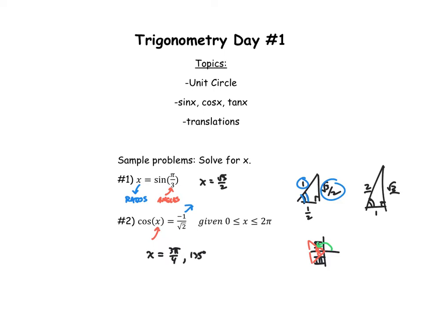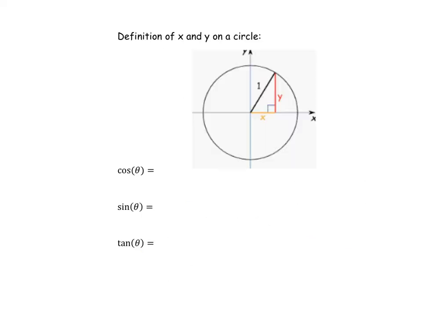Another answer that I would get, let's see here, would be pi plus pi over 4, which would give me 5 pi over 4, or what would that be? 180 plus 45, 225. I can't do maths right now. Okay, so there we go. A couple warm-up problems. Let's go ahead and get into the definition of sine, cosine, and tangent.